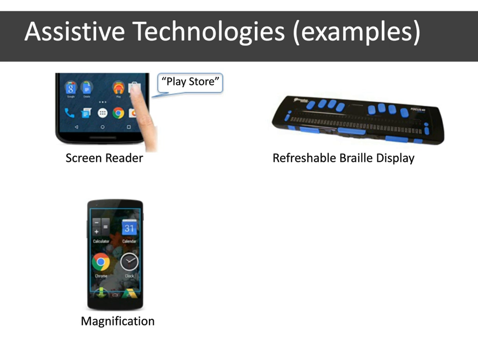Magnification is something that's typically built in to both mobile and desktop devices. It lets you zoom in and out really easily so that you can zoom out to get the big picture and zoom in to see the detail.